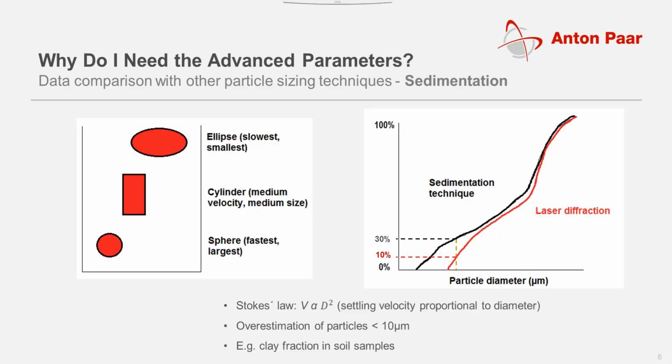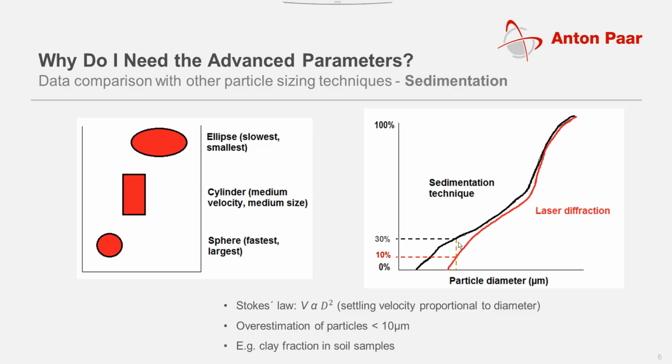An old technique, which is still used today, is the sedimentation or pipette method. In case of particles smaller than 10 micrometer, the sedimentation technique will measure a higher percentage of particles than laser diffraction. In the cumulative distribution presented in the slide here, you can see how laser diffraction will measure 10% of particles smaller than 10 micrometer, while the sedimentation will measure 30%.